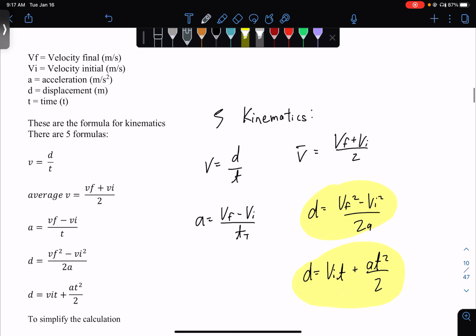So let's move on to the next worksheet. We have 5 kinematic formulas. We've already discussed 2 of them. So velocity is distance over time. If there's a final and initial, follow the pattern final minus initial on both the numerator and denominator. For acceleration, we have Vf minus Vi over the time total. This is not officially part of the kinematics formulas, but speed is equal to the total distance over the total time.